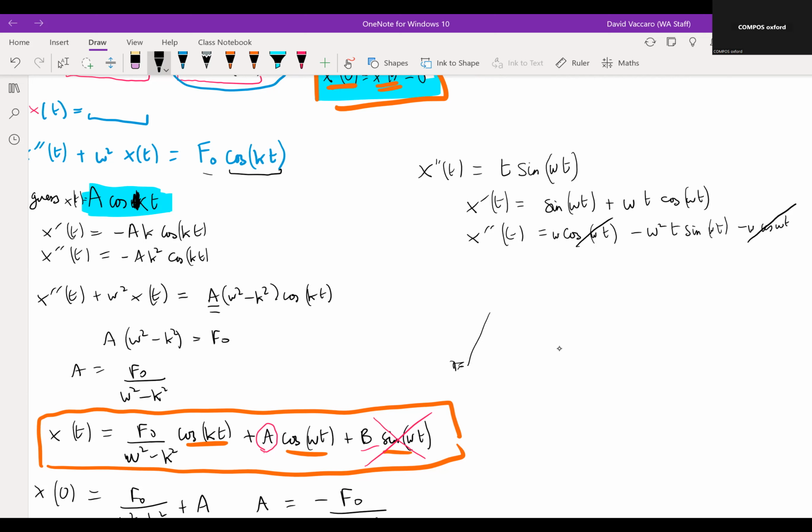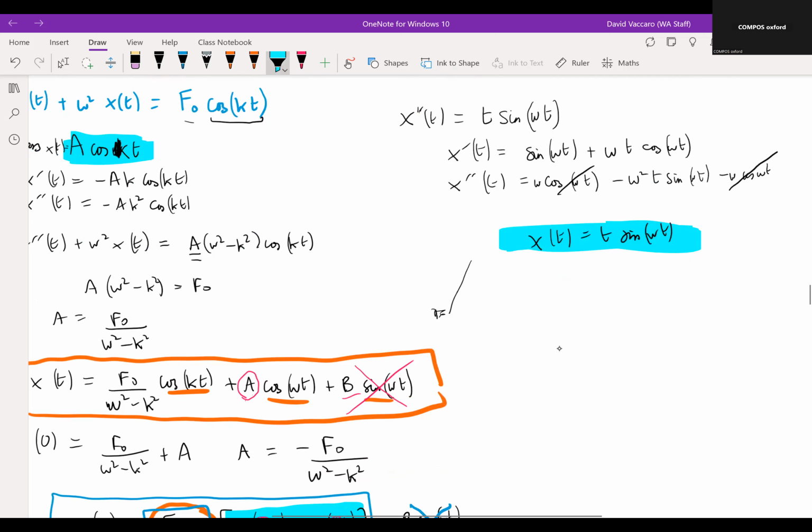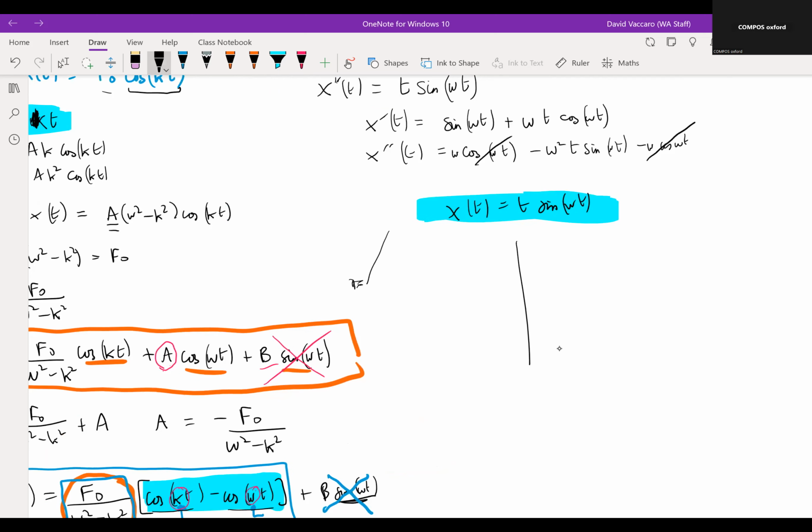So it turns out that the solution is actually x of t equals t sine omega t. And we saw shades of it in the Desmos. This is what happens at the park if I push my daughter at exactly the right frequency, the same as the natural frequency of the swing. I just get a sine wave, but the amplitude just gets bigger and bigger and shoots off to infinity. And that is resonance.